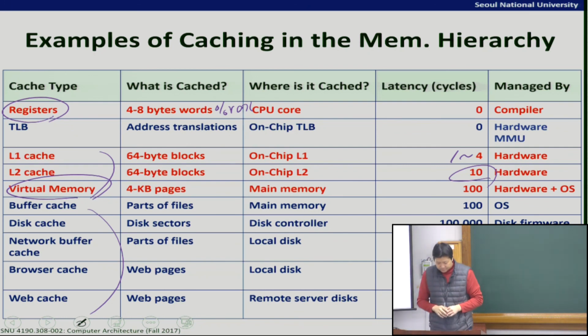So the virtual memory is managed by hardware and software, hardware and operating system. And buffer cache, disk cache, and network buffer cache, all these things are also different layers of cache, which is out of scope in this course.